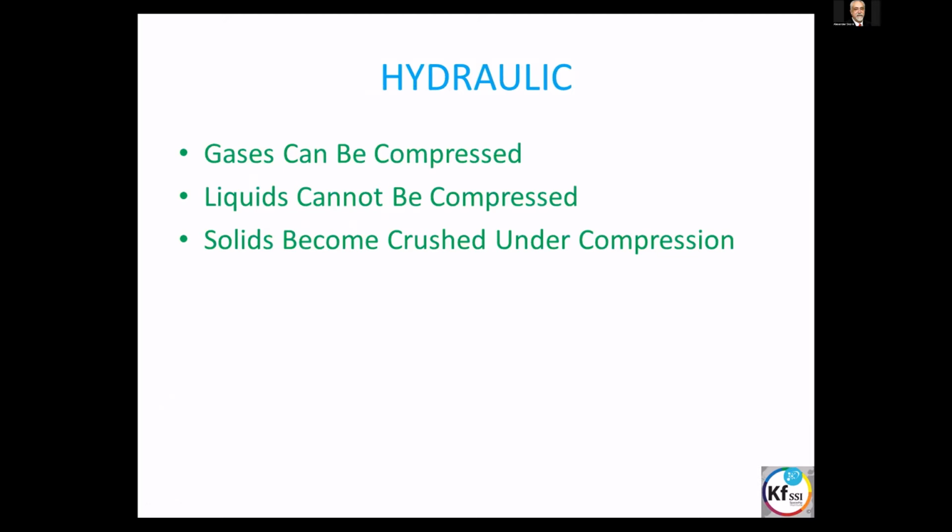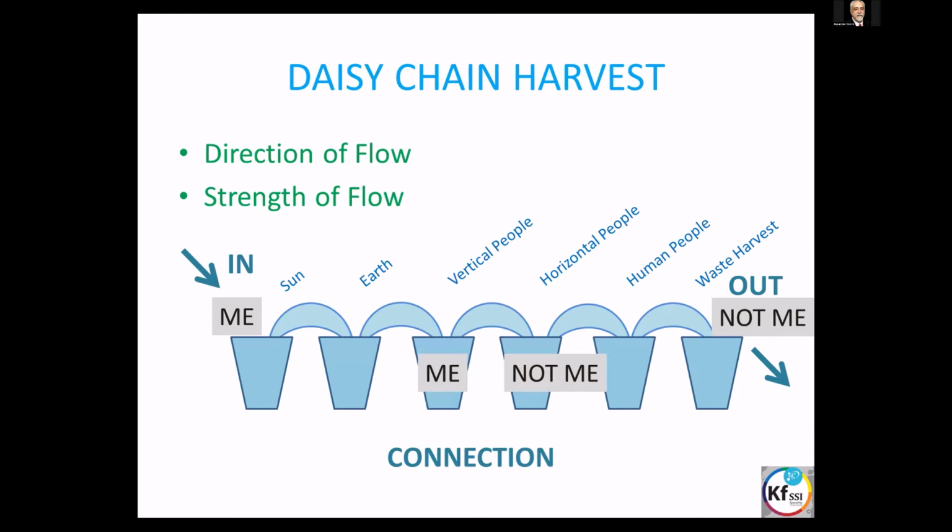So what is the difference between gases, liquids, and solids? Gases can be compressed. Liquids cannot be compressed. And when we measure the strength of concrete, we put it under compression. And we want to find out when it becomes crushed. So in other words, at what point can we destroy the concrete? So the success of the compression of the solid is actually a crushing. The success of the compression of the gas is that it reduces its volume. The success of the compression of the liquid is a hydraulic flow.